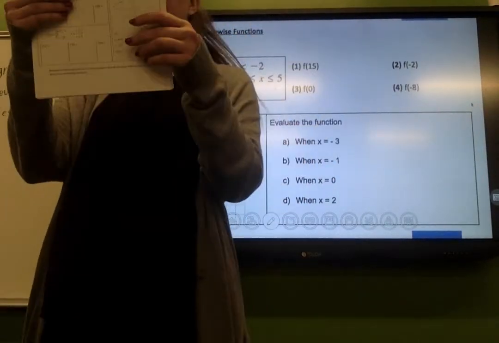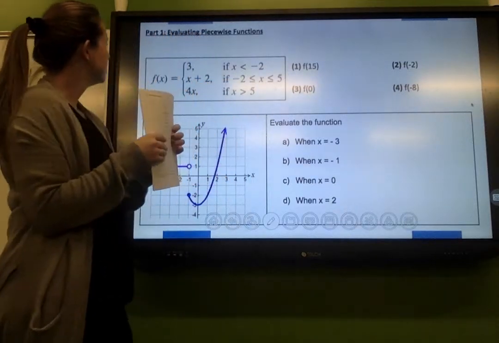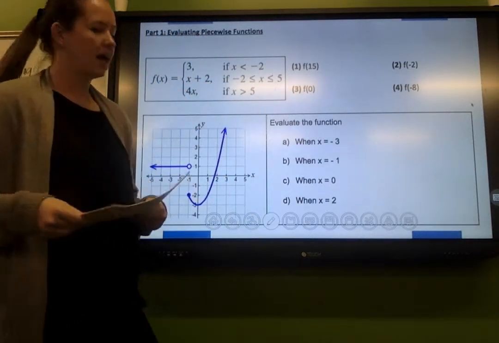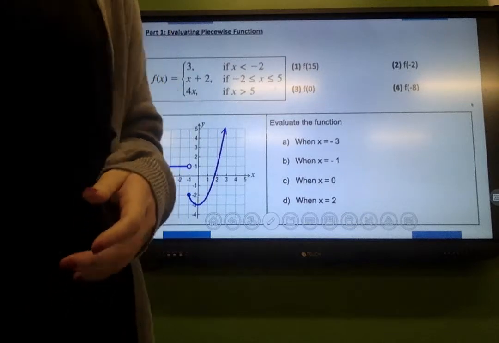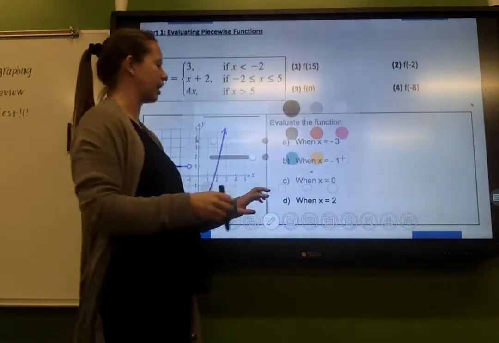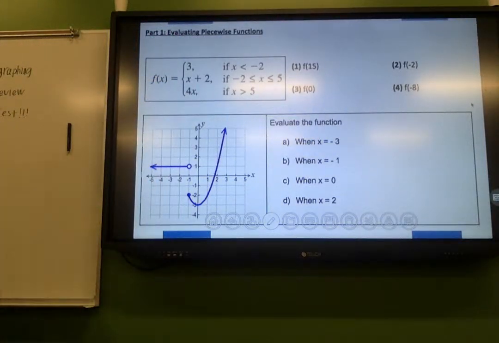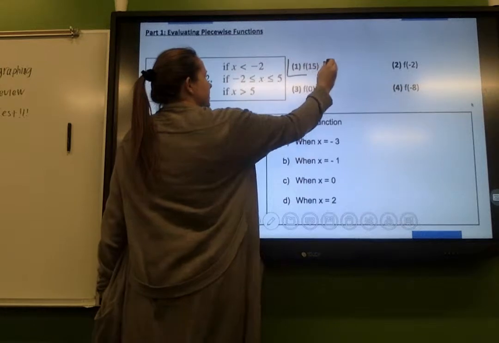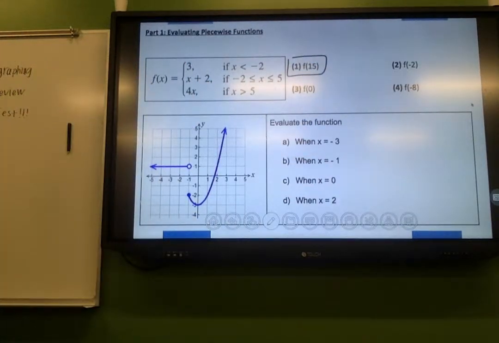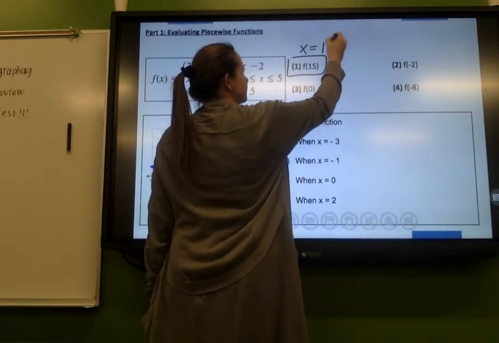Cool. All right, guys, we're on the side that says part 1, evaluating piecewise functions. So go to part 1, and now we got to practice actually evaluating them. Just like we did before, but now with a piecewise function instead of a regular linear function. Okay, I think we should start with number 1. Does that sound good to y'all? Number 1 is I want to know what the function is at 15. So that means x equals 15.